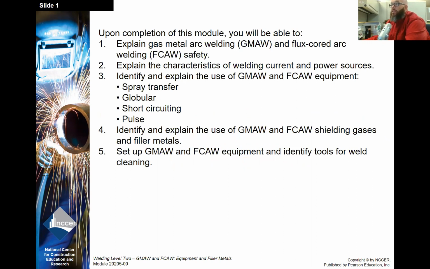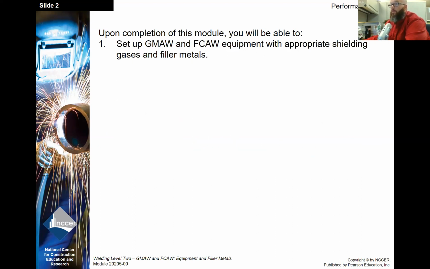Okay, upon completion of this module, you'll be able to explain gas metal arc welding and flux core arc welding safety, explain the characteristics of welding current and power sources, identify and explain the use of FCAW equipment in the following transfer methods: spray transfer, globular, short circuit, and pulse. Identify and explain the use of GMAW and FCAW shielding gases and filler metals, and set up GMAW and FCAW equipment and identify tools for weld cleaning. And you'll be able to set the equipment up.